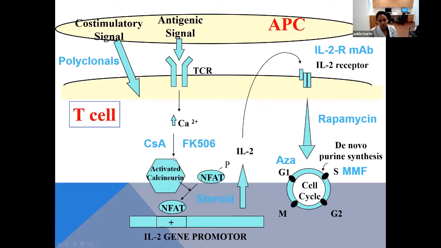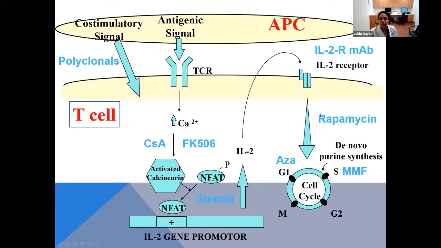They work here. They inhibit the activation of calcineurin. So if you don't have that, there's not going to be activation of transcription of the interleukin-2 gene. So this is where they work. The steroid also prevent this nuclear factor activated T cell from entering the nucleus. So this is another place where you're blocking the T cell activation and proliferation.